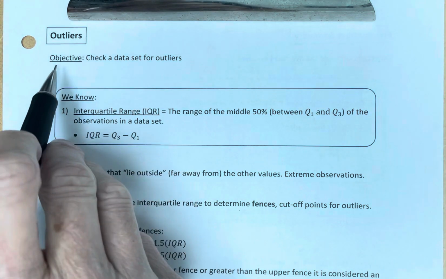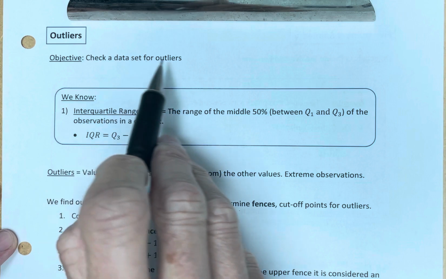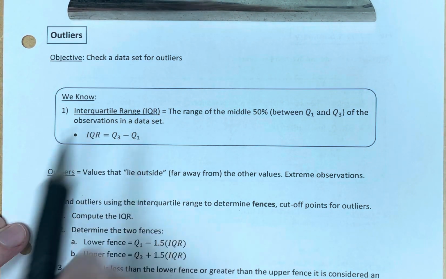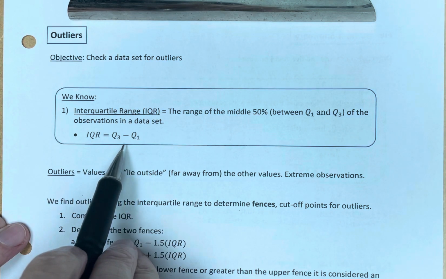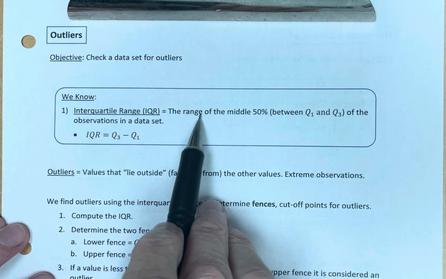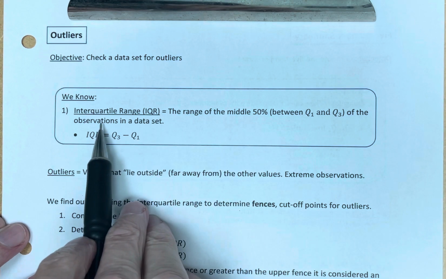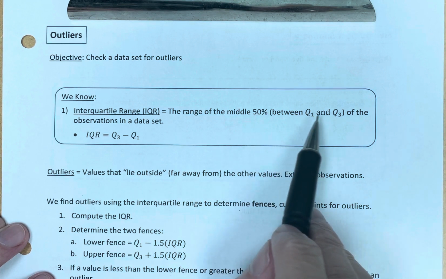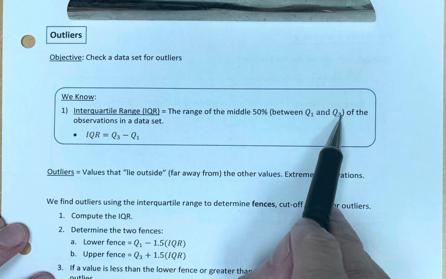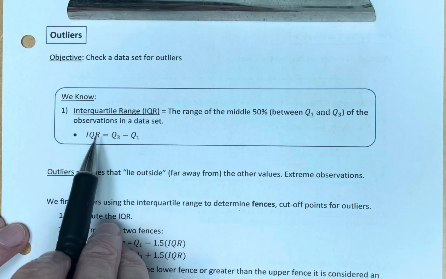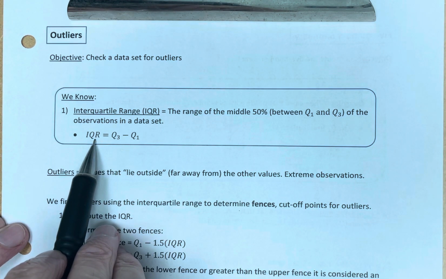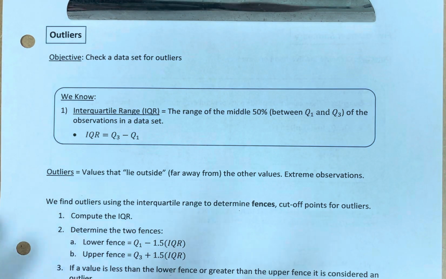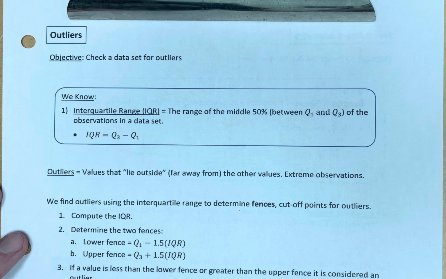Outliers. Our objective: we want to check a data set for outliers. So what do we know? We know what the interquartile range is, and we know how to calculate it. The interquartile range is the range of the middle 50% of the observations in a data set. The middle 50% is the data between quartile 1 and quartile 3. We calculate the interquartile range by taking quartile 3 and subtracting quartile 1, and we get that range, the distance between the two.